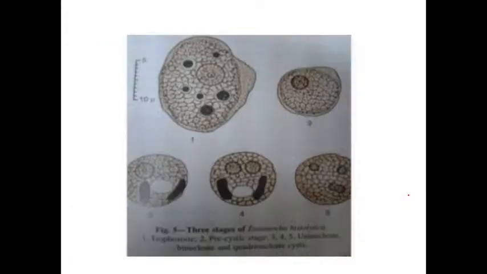Now you can clearly see this picture shows the trophozoite, the pre-cystic stage, and the quadrinucleate stage. Pictures 4, 5 and 6 show the quadrinucleate stage. This is a uninucleate condition, this is a binucleate condition, and this is a quadrinucleate condition. These are the stages: number 1 is the Entamoeba trophozoite, the second is the pre-cystic stage, and these three are the cystic forms.